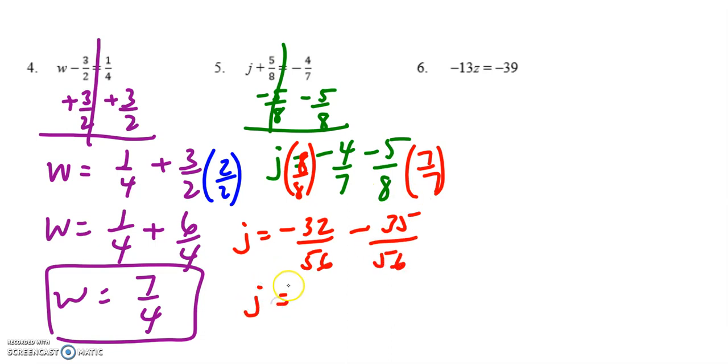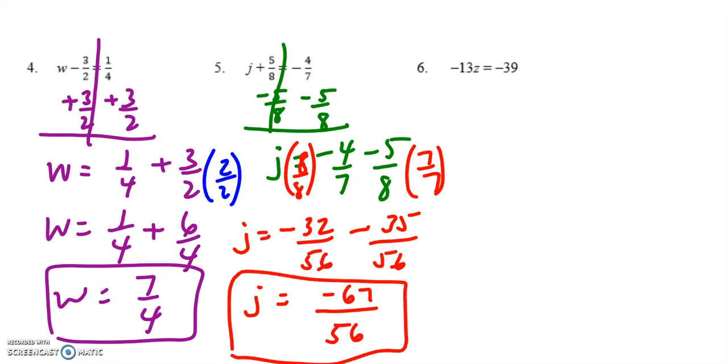So if I would like my final answer, remember the denominator has to say 56. And the numerator, if I combine a negative 32 and a negative 35, that would be a negative 67. So my answer as an improper fraction is negative 67/56.